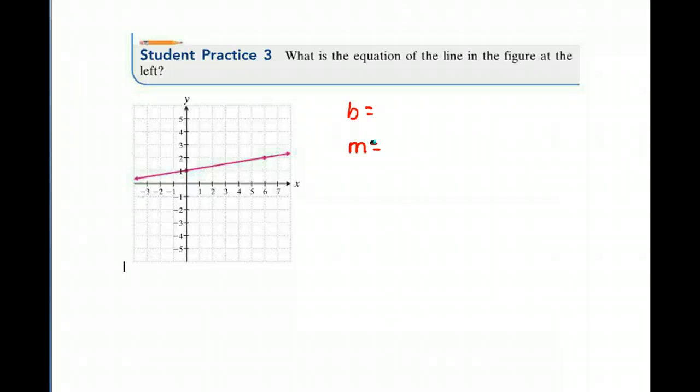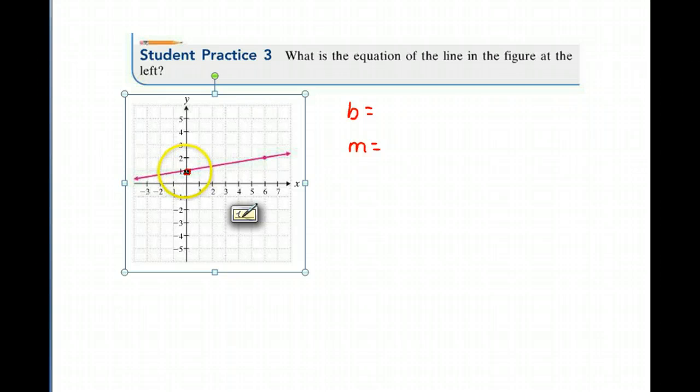Okay, at this point you should have completed student practice 3 and you should be ready to check your answer with me. As you look for your y-intercept, you're going to look for the place along the y-axis where your line intercepts the y-axis. That occurs at positive 1. So that tells us that our b is a positive 1. Next, using that point that we just identified, we want to use the rise and run until we get to the next point that will occur on one of the grid lines, or in this case, a point that was given for us, right there.